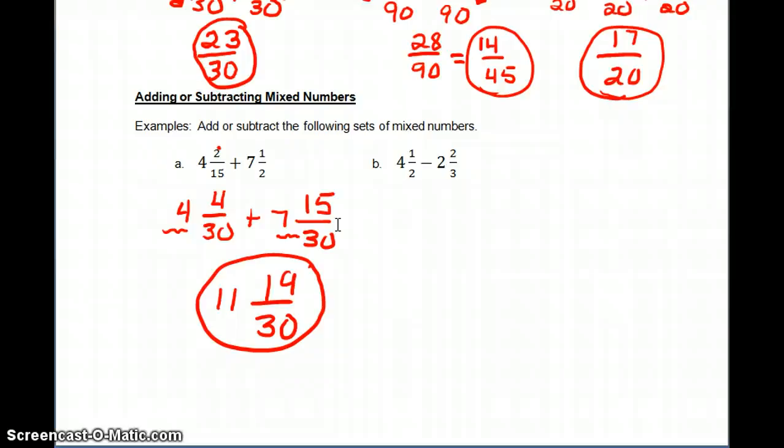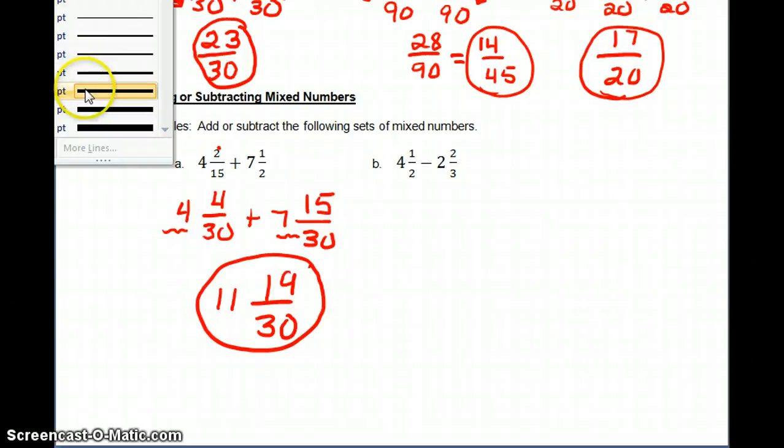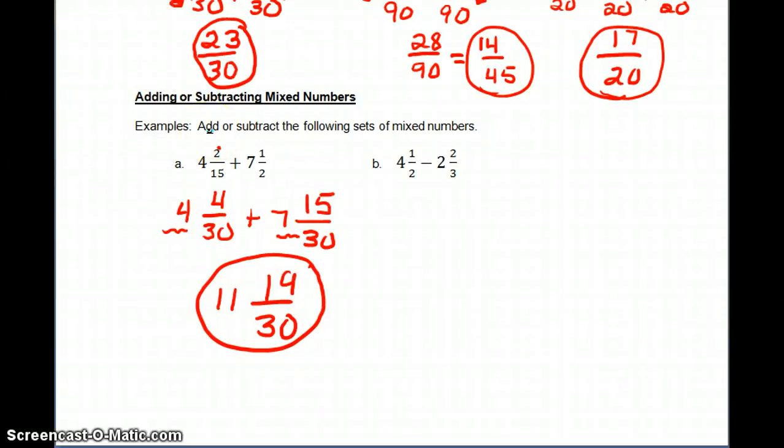I had been explaining to you that there are two ways that you can solve this type of problem. The first way is that you can leave it in the form of a mixed number, or you can convert it to an improper fraction and then do your addition and subtraction. And in Example B, it is going to be beneficial for you to convert it to the improper fraction.